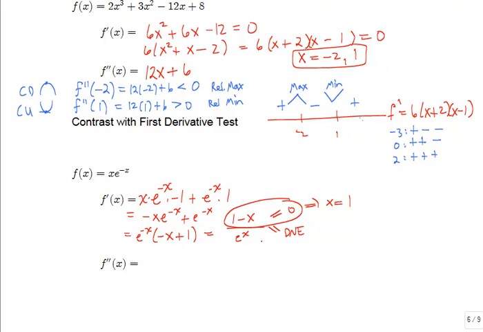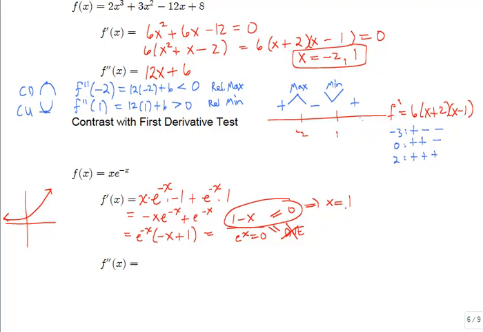To find out when it's undefined, that would be when the bottom is 0. Now think about the graph of e to the x. E to the x is an exponential growth graph like this. When does this graph hit 0? It doesn't. It's asymptotic. It gets closer and closer to it, but it never actually hits. So this doesn't happen. So the only critical number that I have is at 1.